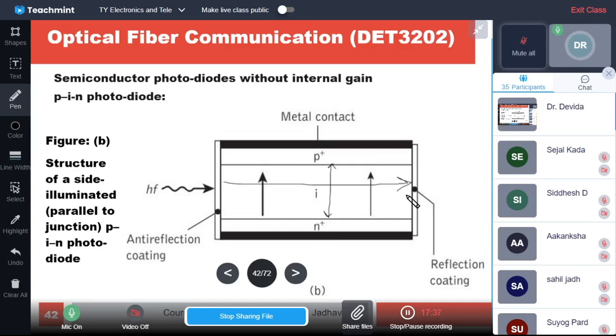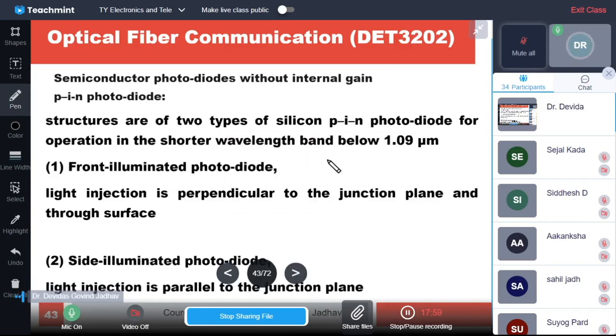An anti-reflective coating is there, and a reflective coating is there on the other side, which reflects the photon. If there is no absorption of the photon, it will be reflected back again. So the 500 micrometer absorption region will effectively get one more 500 micrometers if the photon is not absorbed. So this is advantageous. Front illumination and side illumination, two structures are there.